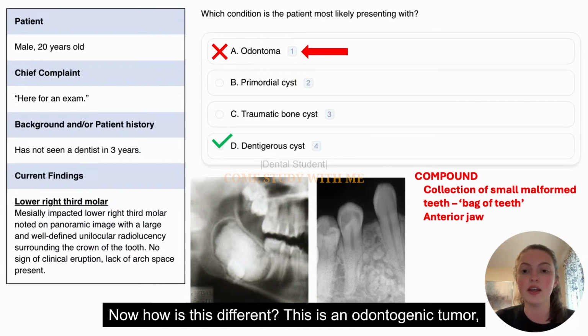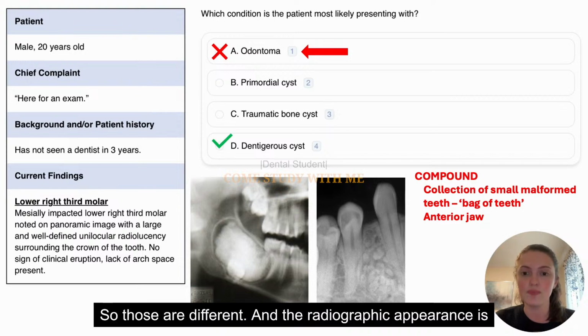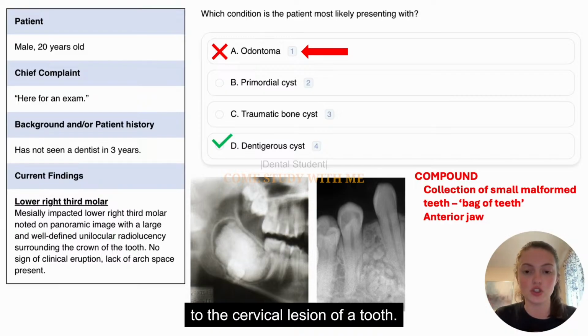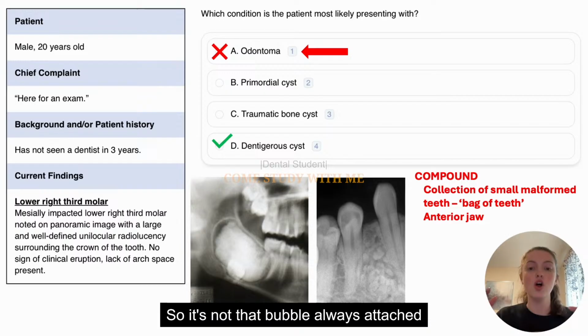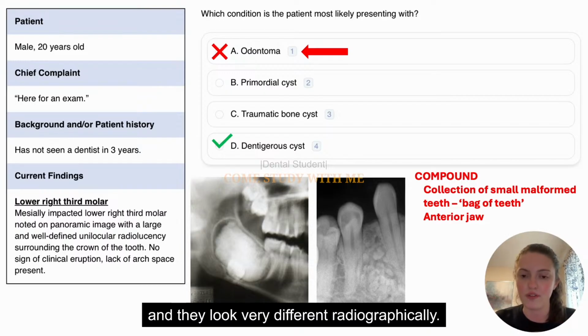Now, how is this different? This is an odontogenic tumor, not an odontogenic cyst, so those are different. The radiographic appearance is very different between these two, as well as the location on the tooth. These are tooth tissues, but they're not associated with a specific area, like attaching to the cervical area of a tooth. So it's not that bubble always attached to a tooth like we saw for the dentigerous cyst, and they look very different radiographically.